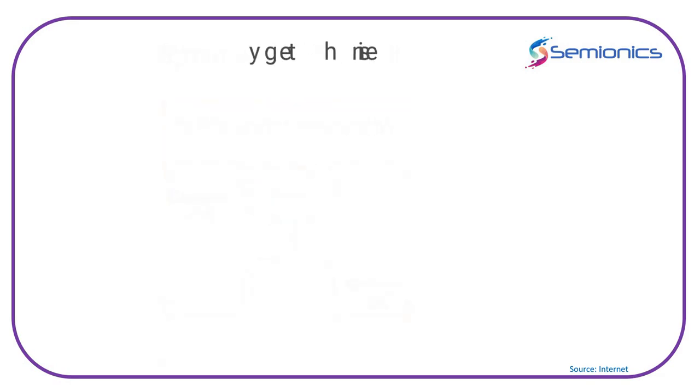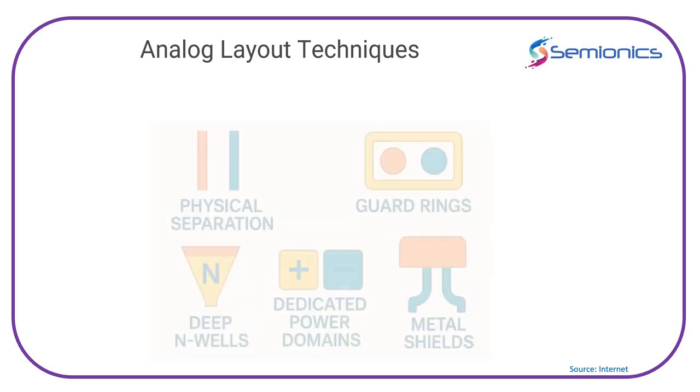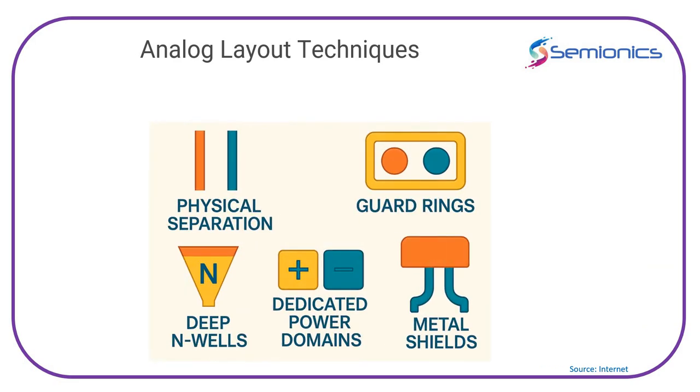How do you isolate sensitive analog voltage nets from noisy digital current paths? The simple answer? Physical separation. Use guard rings, use deep N-wells, use dedicated power domains, and metal shields. The goal? To trap the noise and contain it before it spreads. Because in mixed signal layout, isolation isn't optional.